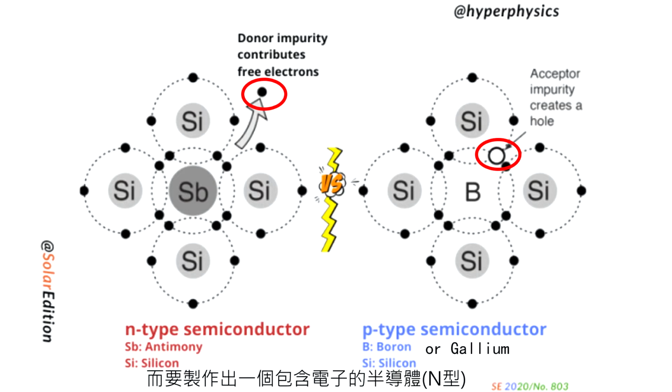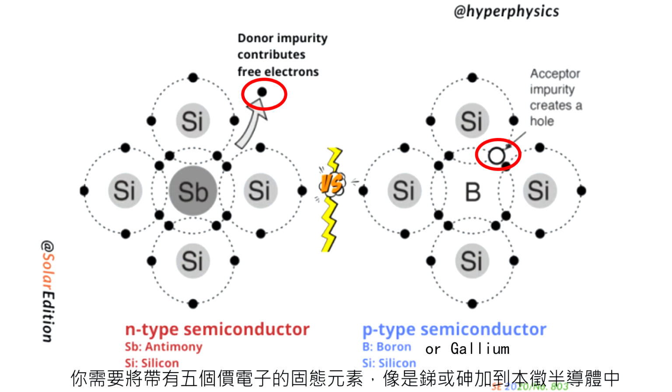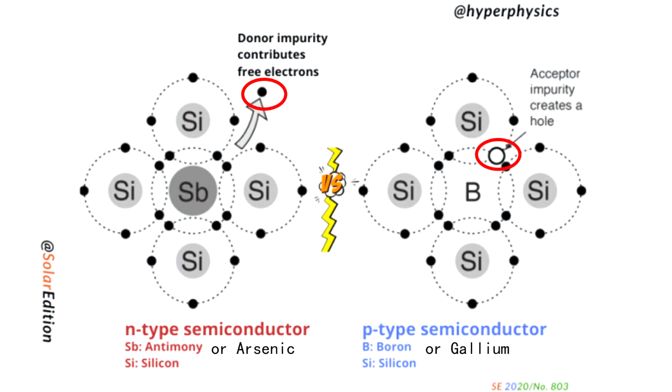To make a semiconductor which contains electrons n-type, you have to add solid elements with 5 valence electrons, such as antimony or arsenic, to an intrinsic semiconductor instead.